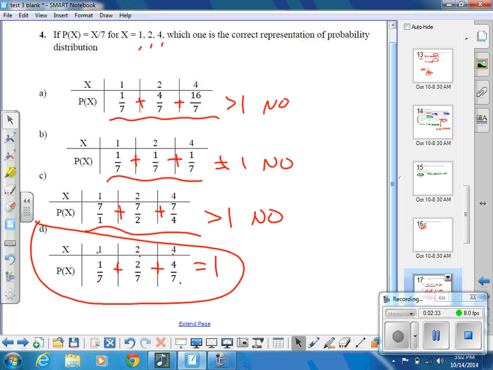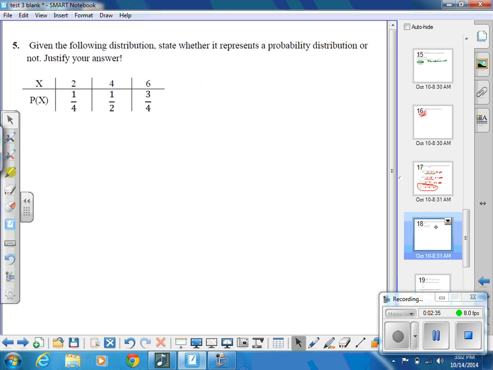Now, look at the next problem. So number 5, given the following distribution, state whether it represents a probability distribution or not. Justify your answer. Well, we looked earlier with the multiple choice questions at what we have to have in order for this to be one of those distributions. Well, the first thing was P of X had to be in between 0 and 1.